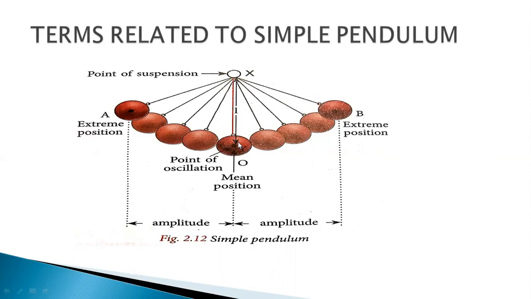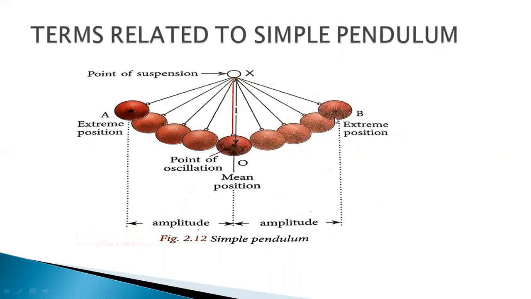Next one, mean position or rest position. When the pendulum is at rest, the pendulum will be at this position. So this position of the pendulum is known as the mean position. Next one is extreme position. So A and B are the extreme positions. When you take a pendulum here and leave your fingers, it moves from here to here. So these are known as extreme positions.